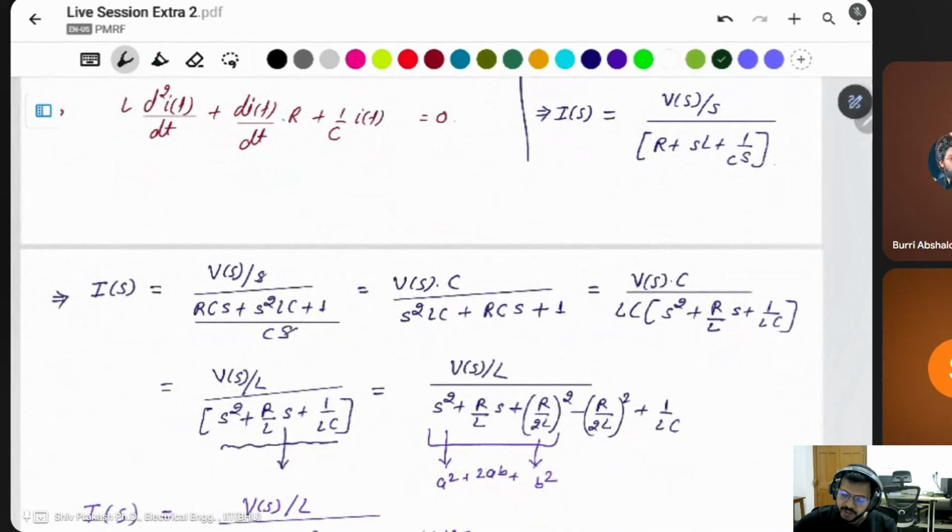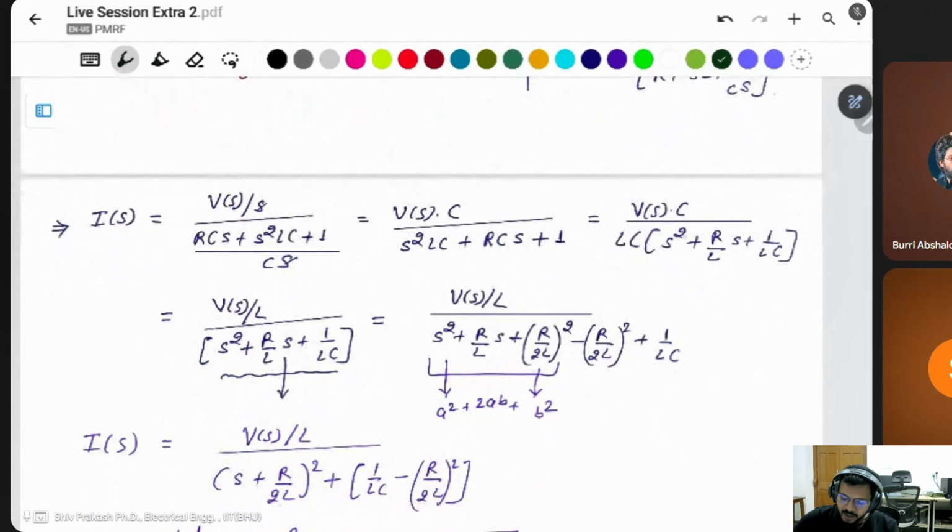And here you can take the LCM, CS. That's why the S terms cancel out. This will be Vs into SC divided by S square LC plus SRC plus 1. Then you have to take LC common, and this makes the constant term 1. That's why this will be S square plus R by L into S plus 1 by LC.